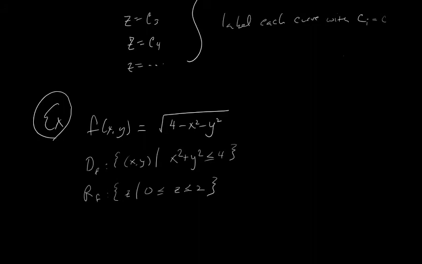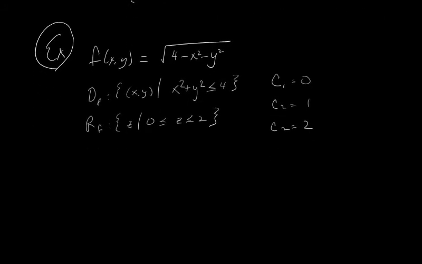So my z's are not going to be greater than 2, and they're not going to be less than 0. So we will choose our c's. Let's do that. I'm going to choose c1 equal to 0, c2 equal to 1, and c3 equal to 2, just to keep it simple for this example. We could go in half units if we wanted: 0, 1/2, 1, 3/2, 2. You can break it down further if you like. It's entirely up to you.